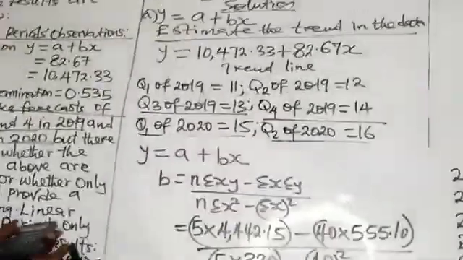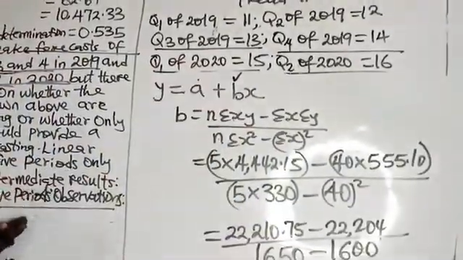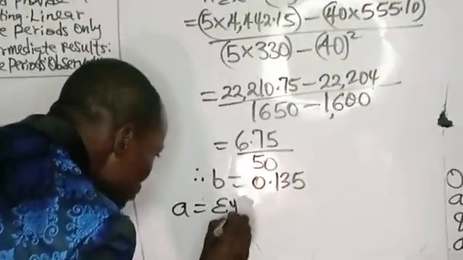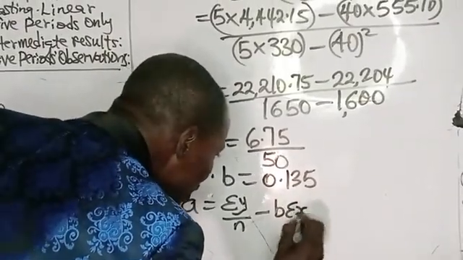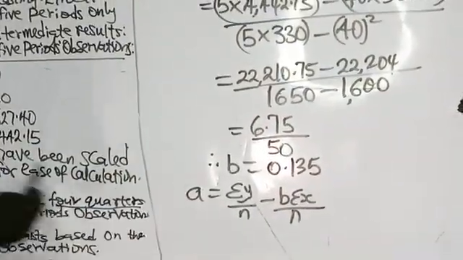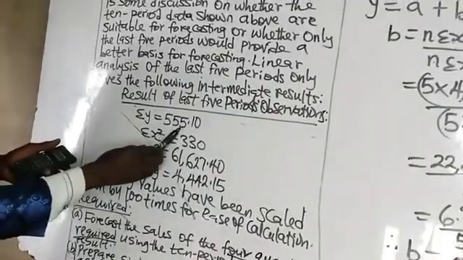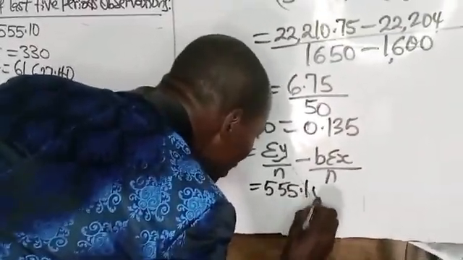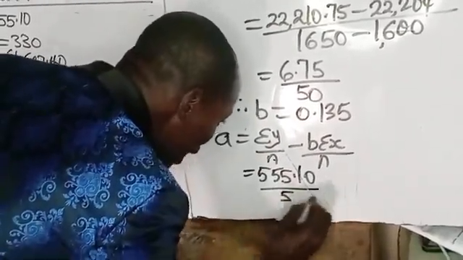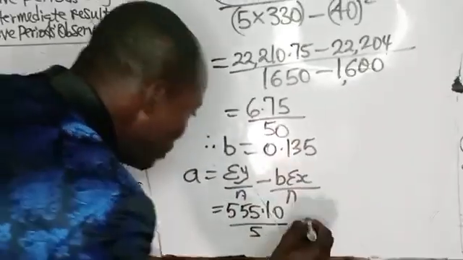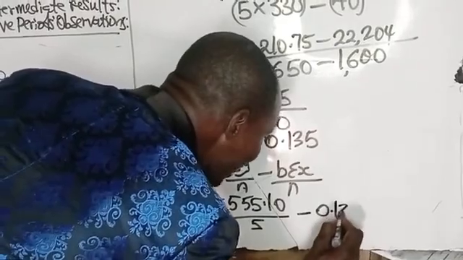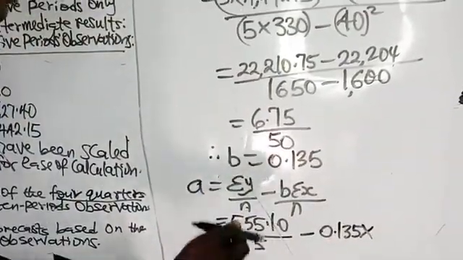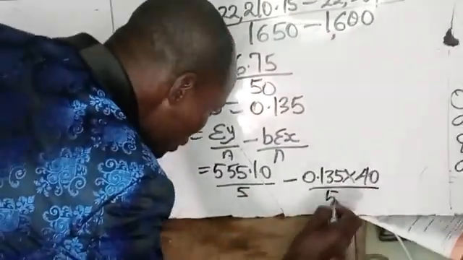Back to the regression line, Y equals A plus BX. We know the value of B, so we need the value of A. A equals summation Y over N minus B summation X over N. Summation Y remains 555.10 over N, 5 periods of observation, minus B as calculated, 0.135, times summation X, which remains 40 as calculated earlier, over N, which is 5 periods.